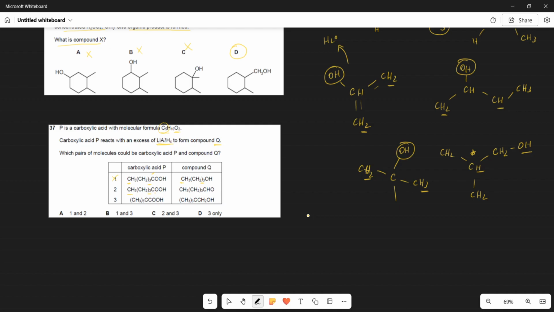Then next one, 1, 4, 5. Okay, P can be correct. But on reduction, I am getting an aldehyde. So 1, 3, 4. But lithium aluminum hydride is a strong reducing agent. It results in alcohol. So no. Then finally 3, if I look at, it's the right one. So I'm getting 3. Choice D is the correct choice.